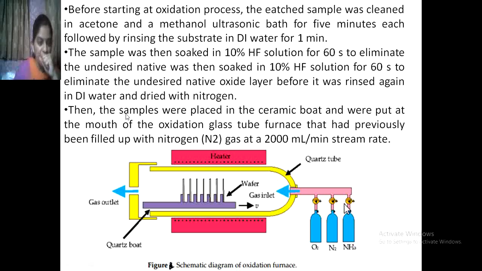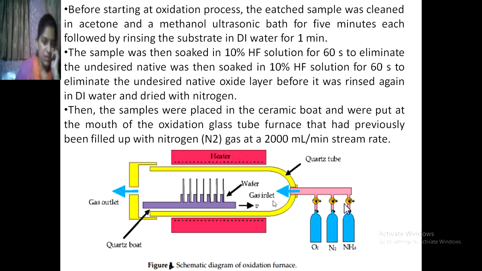Then the samples were placed in the ceramic boat. Okay, this is the ceramic boat, and they were put at the mouth of the oxidation glass tube furnace that had previously been filled up with nitrogen, that is N2 gas, at a 2000 ml per minute flow rate.